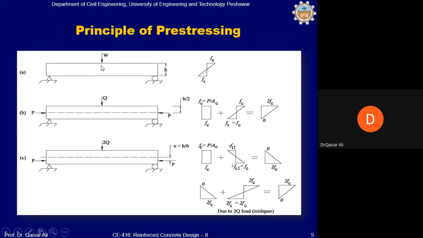In figure A, there is a simply supported beam whose depth is h, and the beam is being subjected to a point load W. You know that the bending moment diagram for this beam will be triangular, with the maximum bending moment occurring at the midspan.